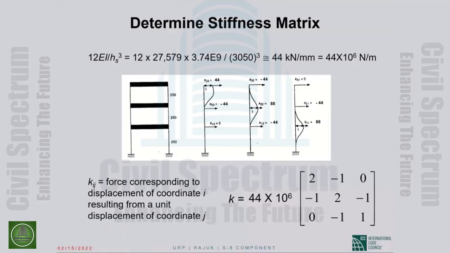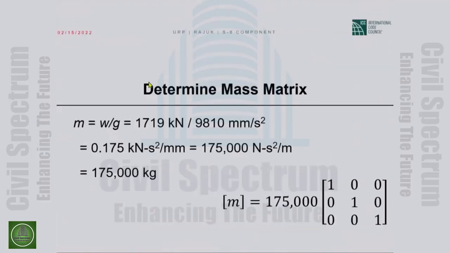Anyway, Kij, the stiffness coefficient, is the force corresponding to coordinate i resulting from a unit displacement of coordinate j. If we apply a unit displacement at coordinate j, what is the force at coordinate i? That is Kij. So this is our coordinate 1, this is coordinate 2, this is coordinate 3. That's how we numbered the floors.